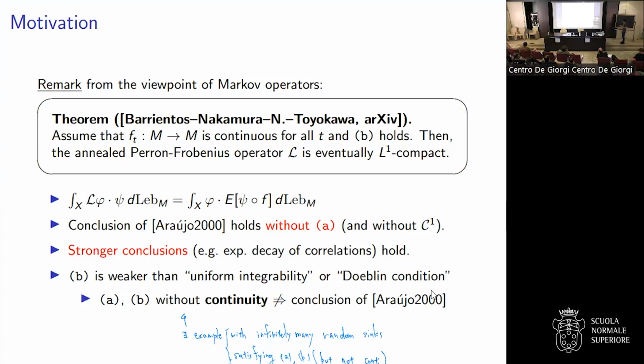But you need to be a little bit careful. This continuity is necessary. I can construct an example with infinitely many random sinks, but satisfying Araujo's conditions A and B both. And I didn't write it, but this example has very natural noise. I put in some multiplicative noise. Maybe you agree that multiplicative noise is the second most natural noise after additive noise. Even with such natural noise, you should be careful.